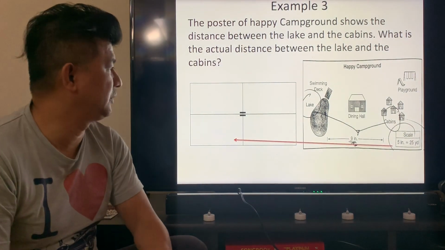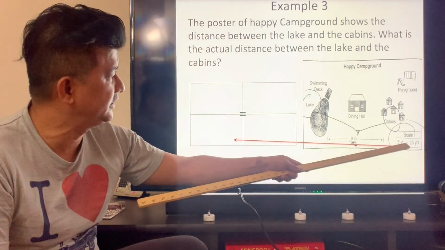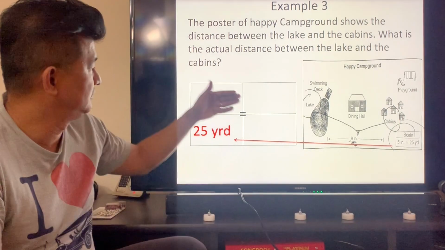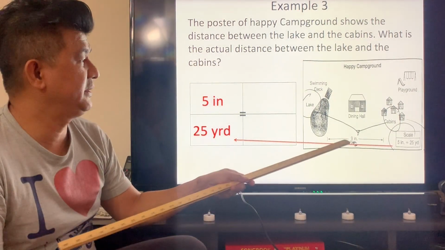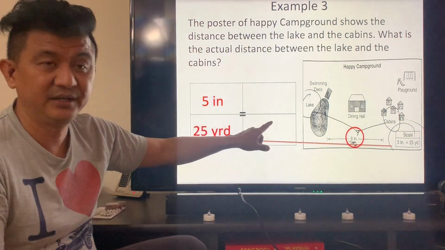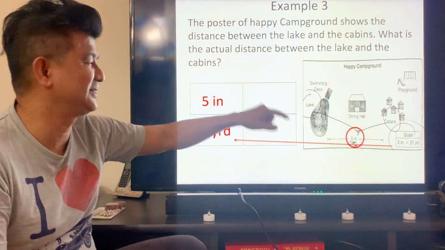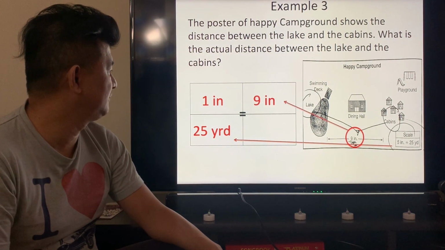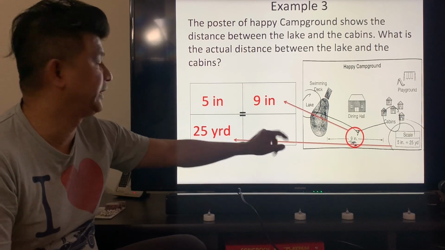So again, we put our ratio. It's already given there in the corner. 5 inches is to 25 yards. Since you measured this one as 9 inches, I put it where? Top or bottom? Yes, on top. Okay, so 9 inches is on top. And at the bottom, of course, is what we don't know.